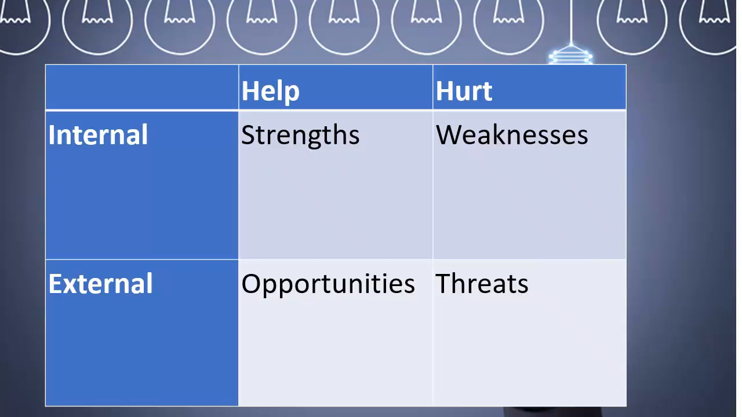So we have at the top two columns, the middle column and the right-hand column: things that help the business, things that hurt the business. And then in column one, we have two things there: internal, things about the project itself, or external, things about the situation or the environment where the business will operate.